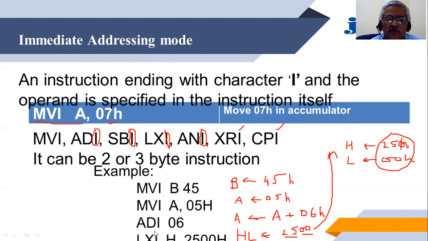Then LXI H, 2500: load immediate the HL pair with the content 2500. In this case, the HL pair will be loaded with 2500, that is, the low byte 00 of this number into L, and the high byte 25 into H. Thus HL together will contain this 16-bit data.